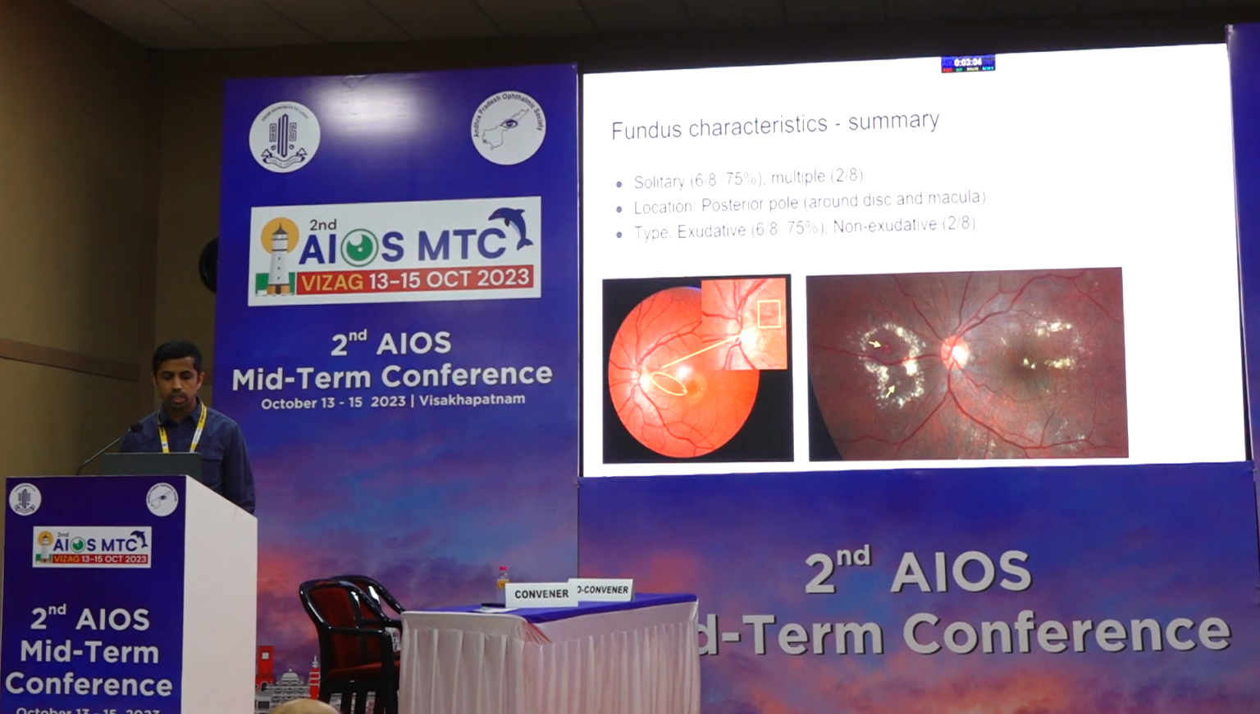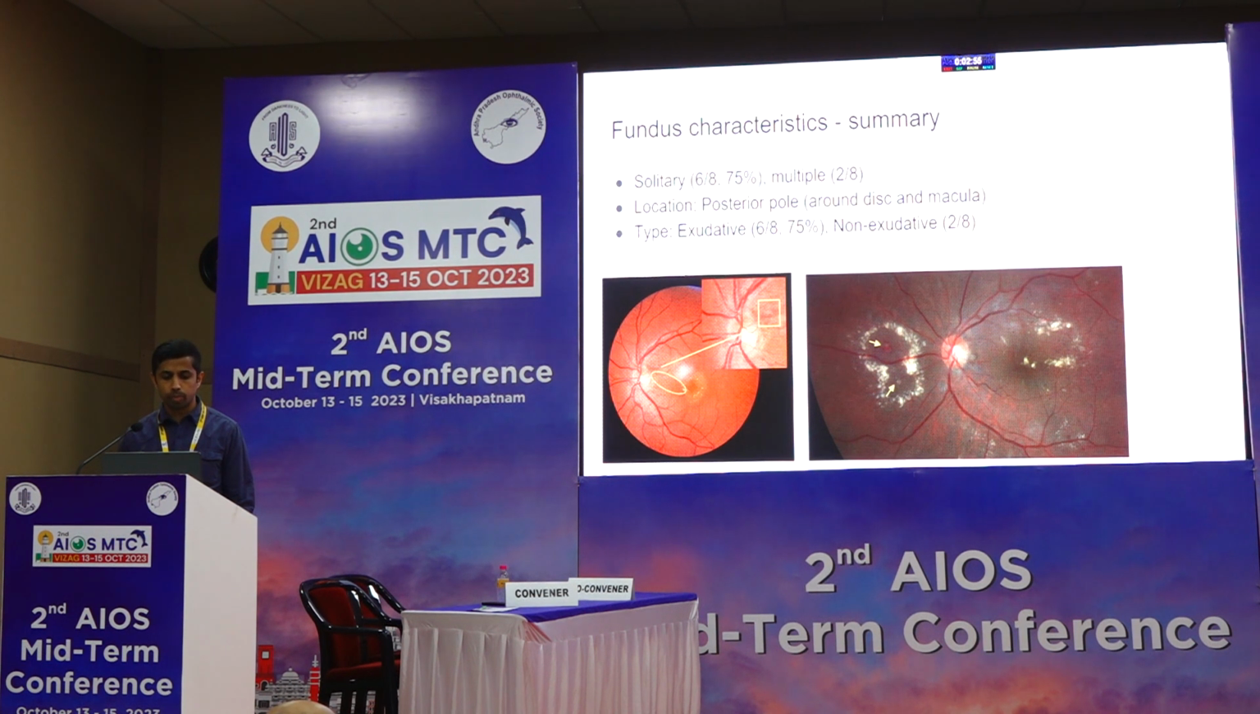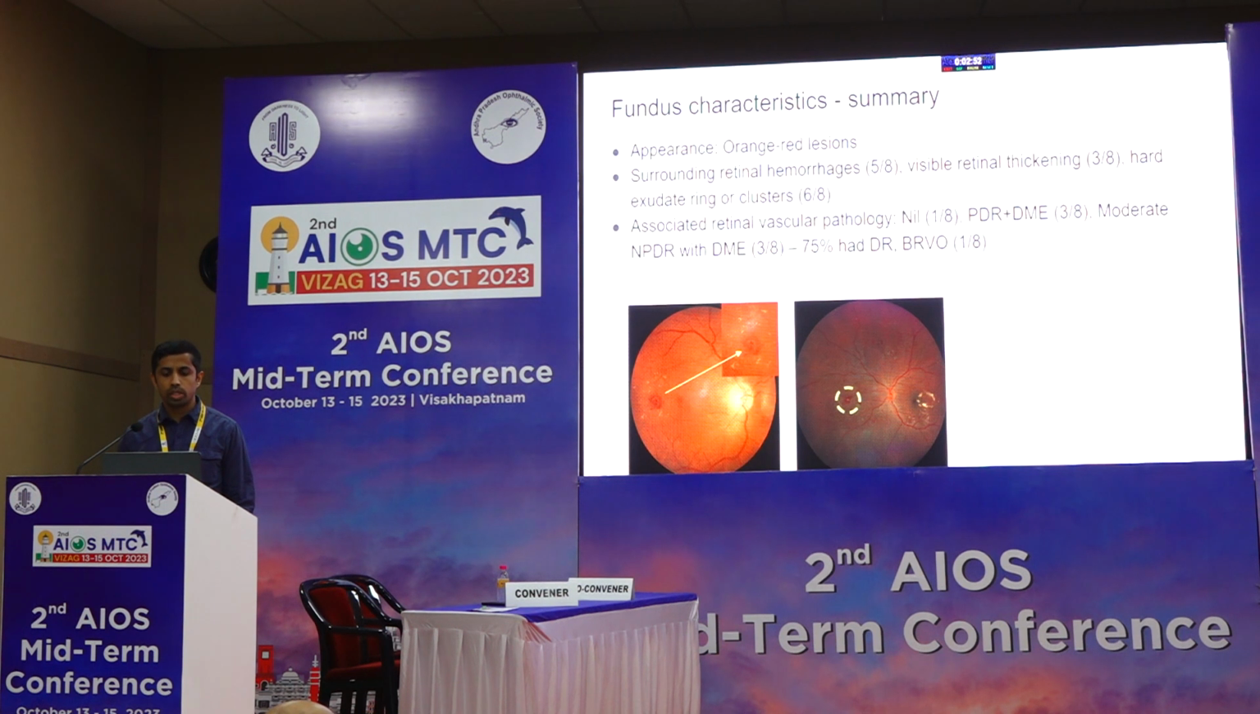To summarize, lesions were solitary in 75% of the patients and multiple in 2 of them. Most of the lesions were located in the posterior pole. It was exudative in almost 75% of the patients. They had an orange-red lesion in all of the patients, associated with retinal hemorrhages in 5 of the patients, visible retinal thickening in 3 of them, and associated exudate rings or clusters in 6 of the patients. Regarding associated retinal vascular pathologies, almost 75% of the patients had diabetic retinopathy association. 1 patient did not have any retinal vascular disease and 1 patient had BRVO.